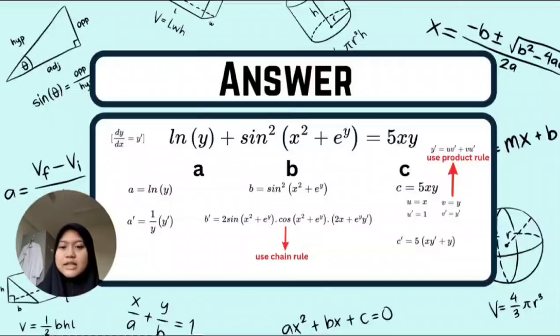So let's move to part C. For part C, we have to use the product rule. The formula for the product rule is y prime equals u v prime plus v u prime. So in the final answer, we will get C prime is equal to 5 multiplied by (x y prime plus y).